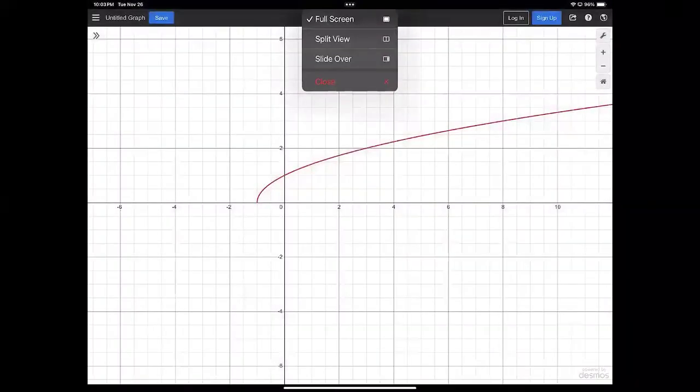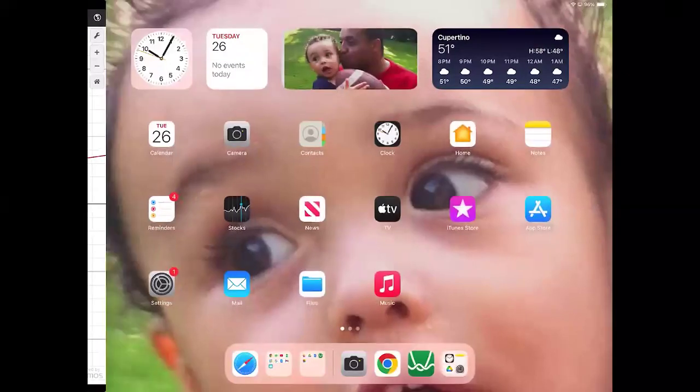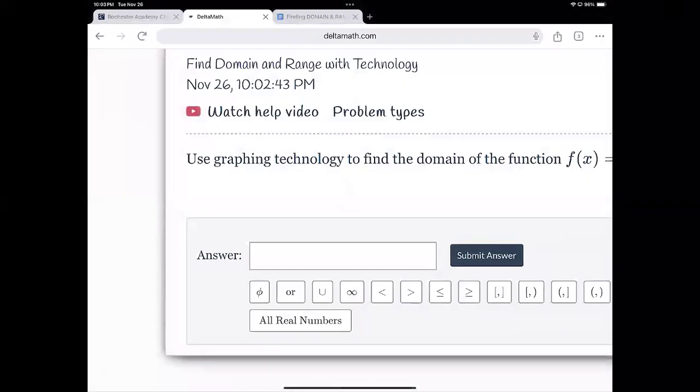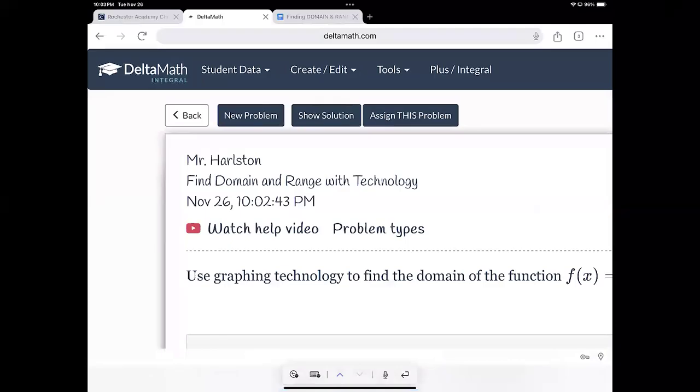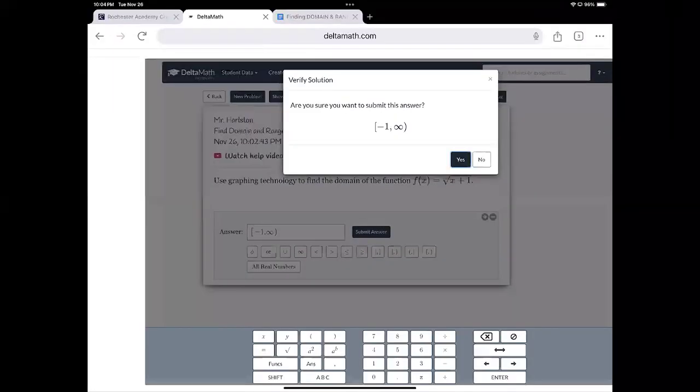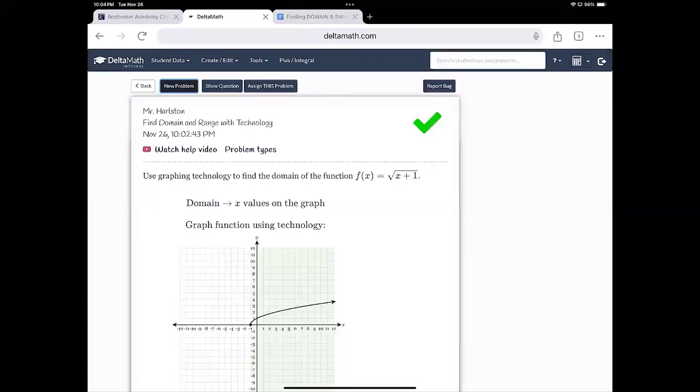So we got to go get Delta Math. Where are you? Right here. And then let's do full screen. So it's going to be bracket to parentheses. And it's going to be -1. That's where we started. And we're going to go out to infinity. Let's see what it looks like. Submit it. And it says nicely done.